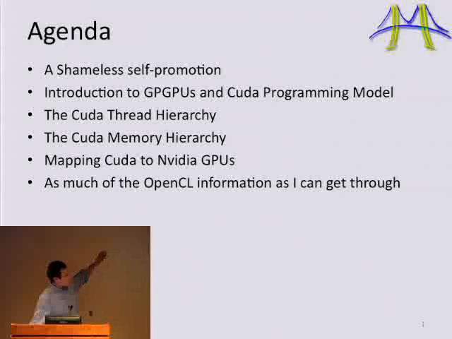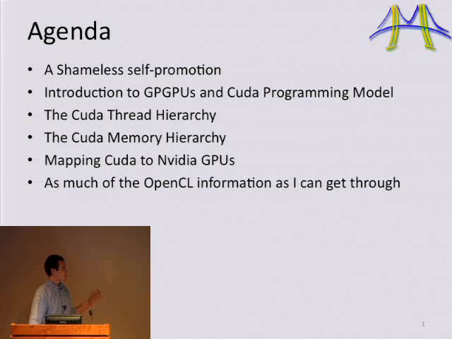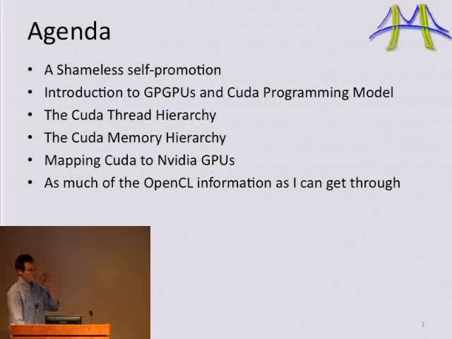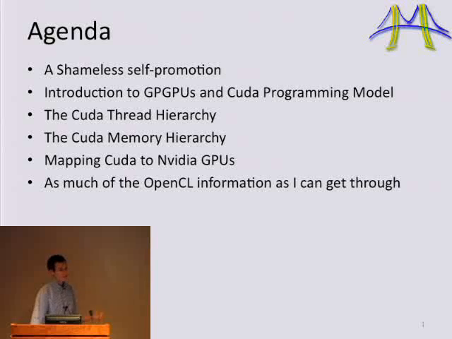So first, the agenda. I'm going to spend a minute or two on shameless self-promotion. Then I'm going to give you an introduction, an overview of GPGPUs, the evolution of graphics hardware, and a quick toy example. I'm going to tell you about the hierarchy of parallelism that Cuda lets you express, the memory hierarchy in which you have to fit all of your data, how these things map onto actual Nvidia hardware, and then I'll go through as much of the OpenCL information as I have time for. I have well over an hour of OpenCL content, but I won't get through nearly all of it.